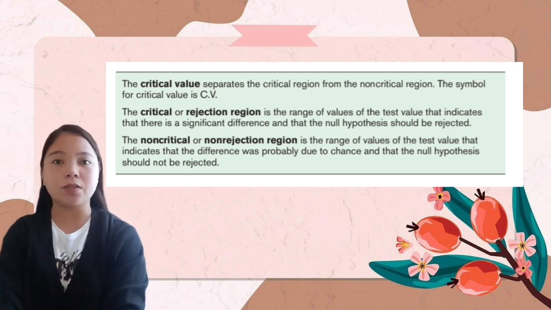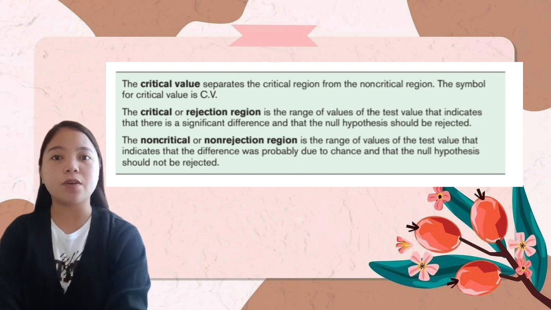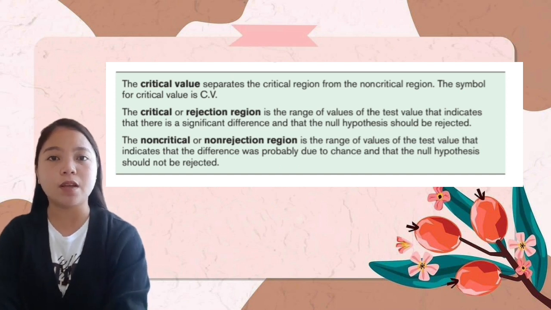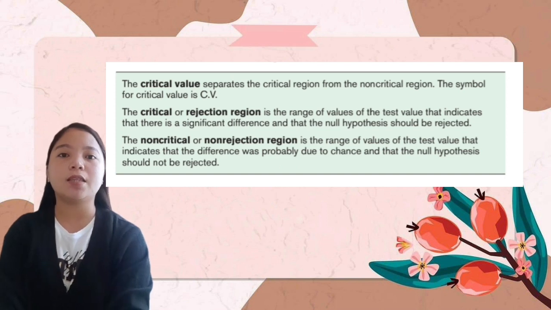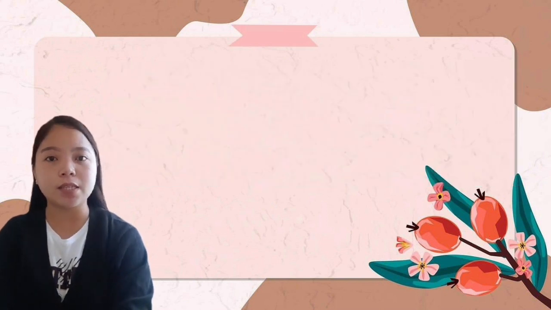The non-critical or non-rejection region is the range of values of the test value that indicates that the difference was probably due to chance and that the null hypothesis should not be rejected. The critical value can be on the right side of the mean or on the left side of the mean of a one-tailed test. Its location depends on the inequality sign of the alternative hypothesis. So let's have an example.